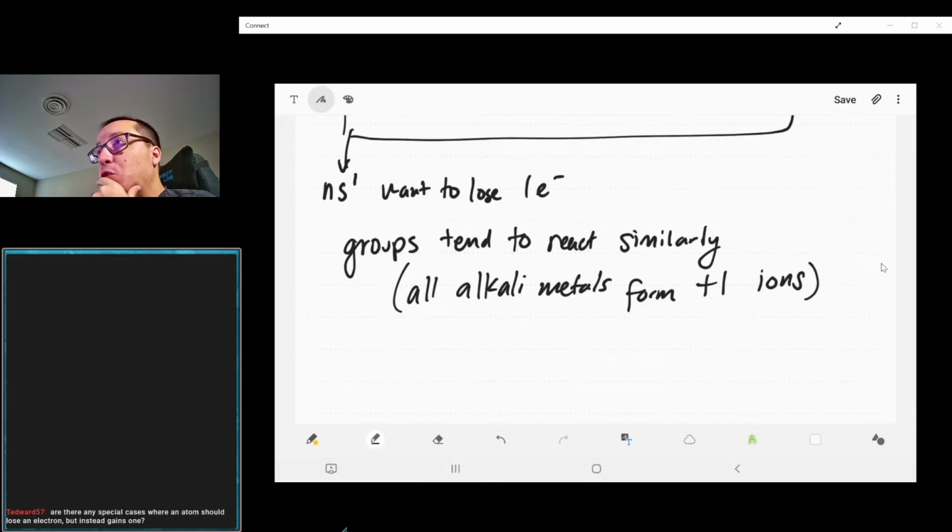All right, cool. Questions so far? Otherwise, we're going to just look at a few more trends that we can see with the periodic table here, and then we might even start talking about naming things. We'll see.